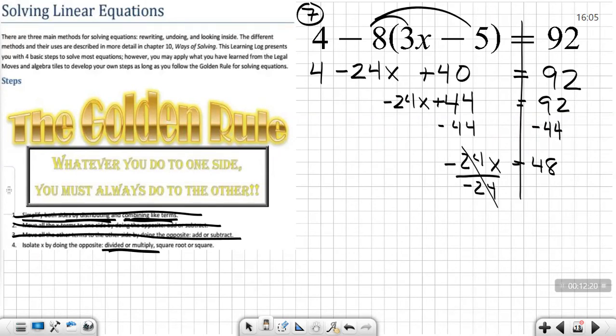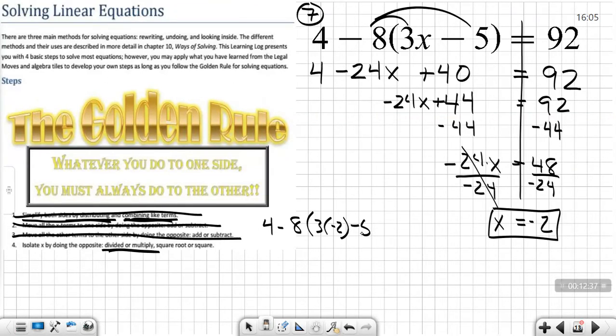Again, I'm doing the opposite of multiplication. I'm doing division. Make sure you're dividing by a negative 24 in this case. x equals negative 2. All right, and we can plug that back into the original. 4 minus 8, parentheses, 3 times negative 2. Careful with that. Minus 5 in parentheses. On the other side, does it equal 92? Well, if you plug the left side into the calculator, you will find that you get 92 equals 92.